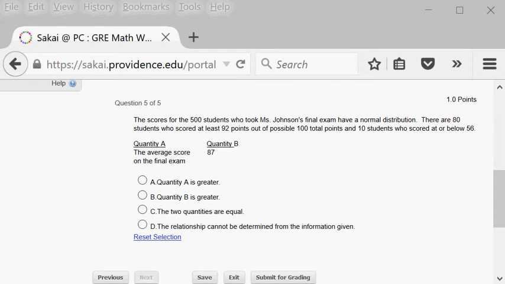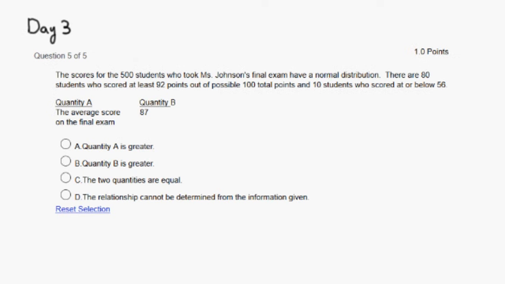Alright, let's look at day 3, problem number 5. The scores for 500 students who took Ms. Johnson's final exam have a normal distribution. So that's the keyword, normal distribution. Then we have this. Normal distribution looks like this.